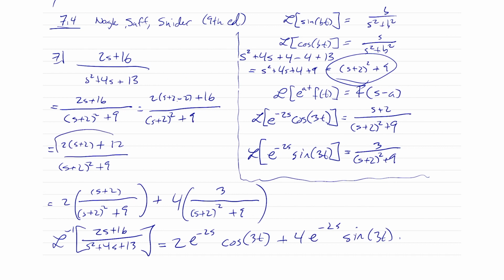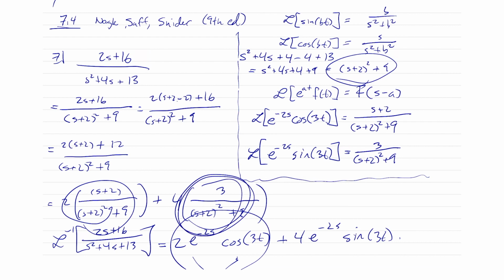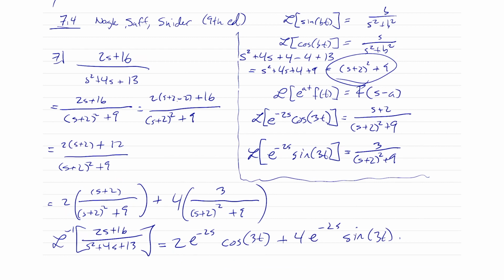So then after I do that, I get this. And I split it into 2 pieces, the one that has the s plus 2 piece and one that doesn't, has a constant piece. The one with the s plus 2 piece is the one that corresponds to cosine. The one that corresponds to the constant piece corresponds to sine. So that's what we got. And there we go. Okay, cool. So that's number 7. And let's go on to move to number 9.